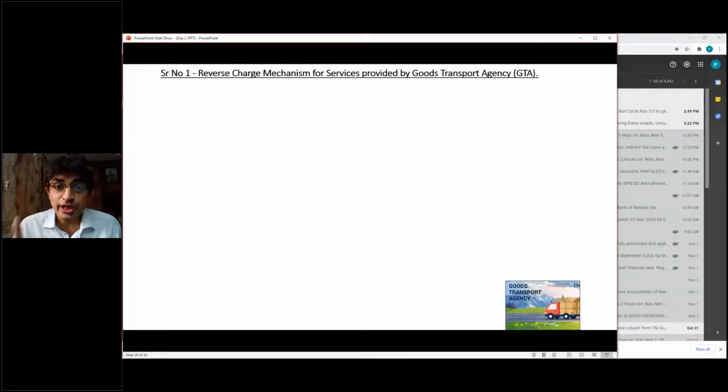Even for an unregistered company. See, unregistered. Suppose I am a GTA. Just for one minute, no slide is there. Just listen and focus. Suppose I am a GTA. You people are unregistered individuals. I repeat, unregistered individual, not company. Whatever I earn from you is exempt in GST.